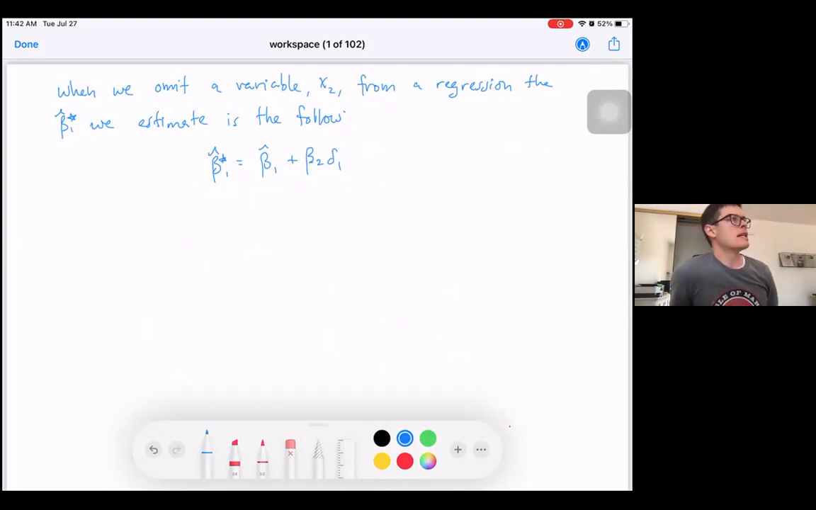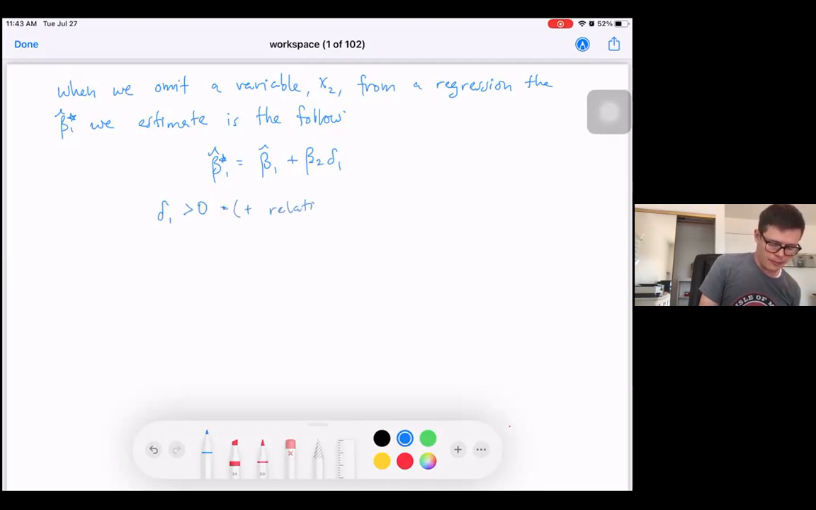So the next question says, say our omitted variable has a positive relationship with x1. So if x1 and x2 have a positive relationship, what does that mean about delta 1? Is it positive or negative? It means it's positive. Positive relationship. Okay. And a negative effect on y. What does that mean about beta 2 if our omitted variable has a negative effect on y? Is it positive or negative? It's negative.